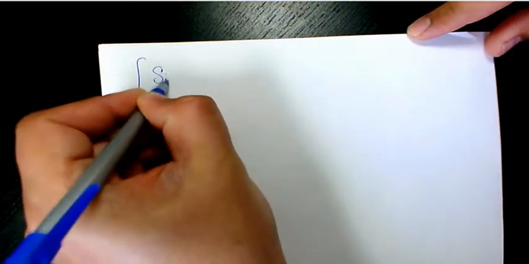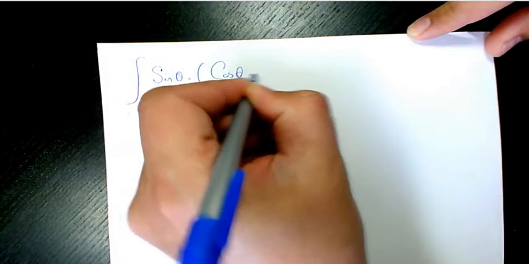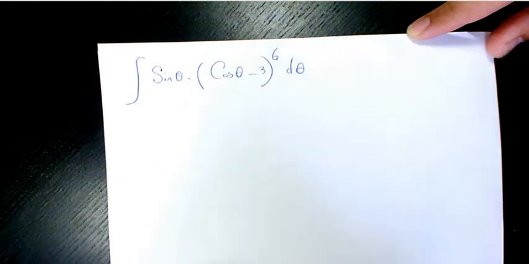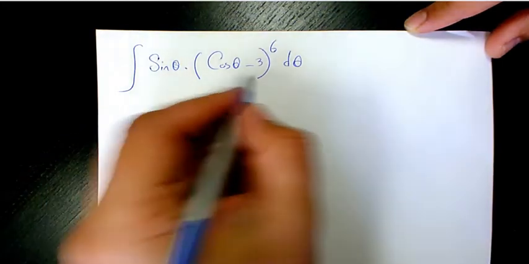Welcome to another video. In this video I want to show you some examples regarding integration by substitution. First example is sine theta times cosine theta subtract 3 to the power of 6 d theta. How do we deal with this equation?